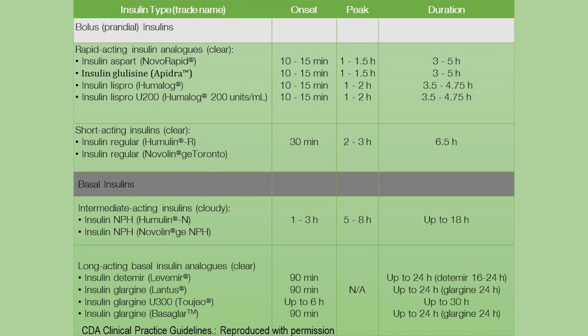You'll see that the bolus insulins have a rapid onset, usually 10 to 15 minutes. They usually peak within 1 to 1.5 hours, and they are gone after 5 hours. Whereas some of the common basal insulins don't start working for 90 minutes, but can last up to 24 hours.